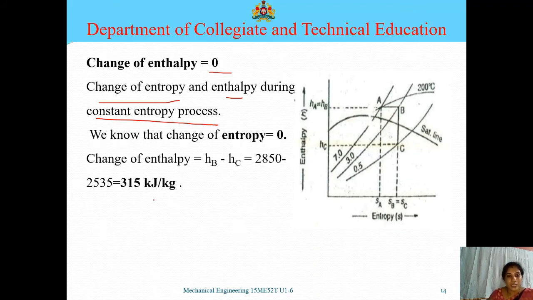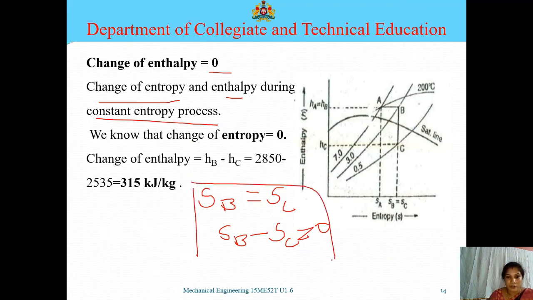Okay. So constant entropy process means SB is equal to SC. Since SB is equal to SC, the difference of this will yield 0. So in this particular condition, I need to find out only the change in enthalpy. That is, change in enthalpy is HB minus HC. If I substitute the values of HB and HC, I'll get the answer as 315 kilojoules per kg.